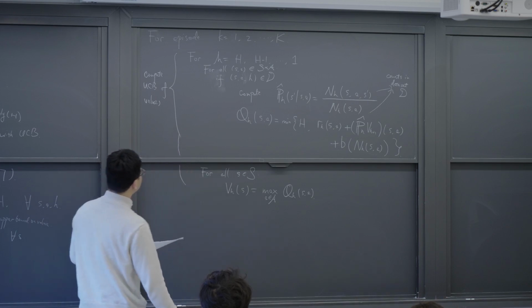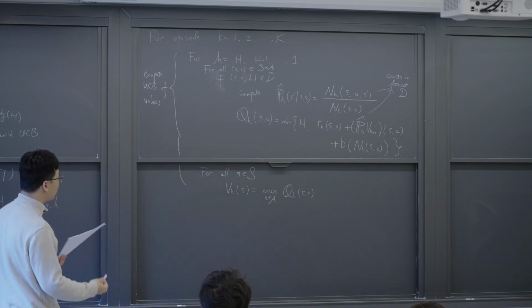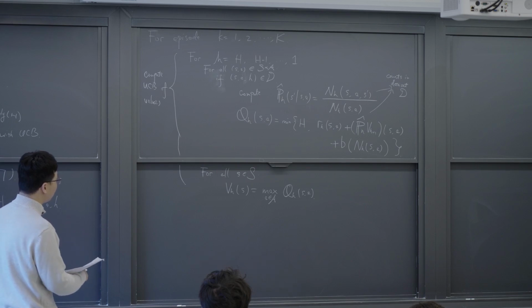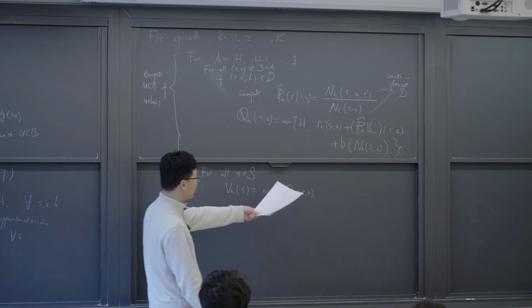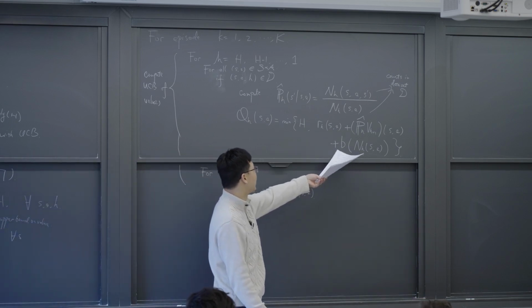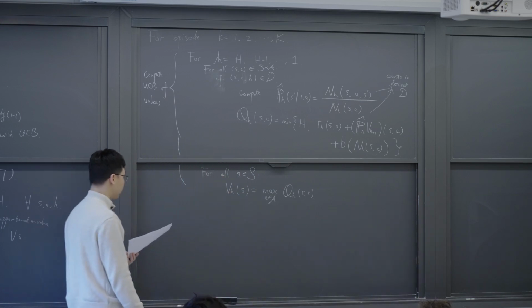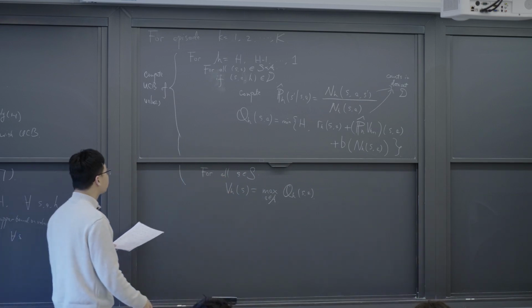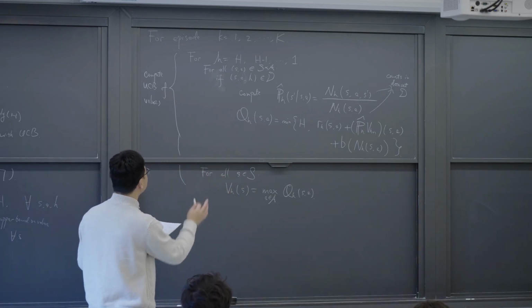So basically this entire part is how we're going to compute the UCB of values. The high-level idea is very simple. We just add a bonus to the Q value updates. And there are other variants for it.